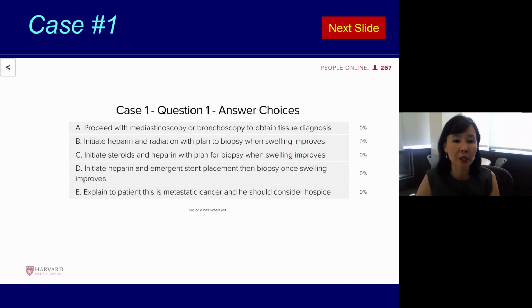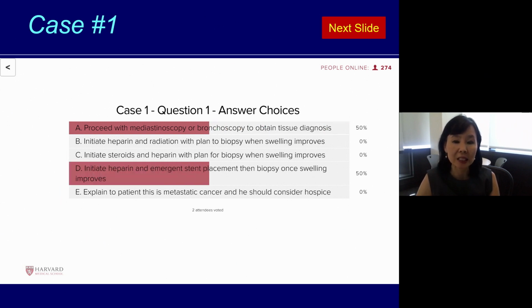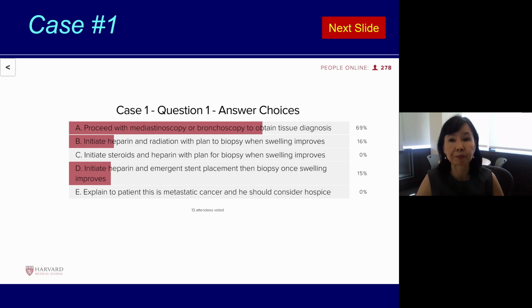So the first question is, right now, would you A, proceed with mediastinoscopy or bronchoscopy to obtain tissue diagnosis? Would you B, initiate heparin and radiation with plan to biopsy when swelling improves? Choice C, initiate steroids and heparin with plan for biopsy when swelling improves? D, initiate heparin and emergent stent placement and then biopsy once swelling improves? Or E, explain to the patient that this is metastatic cancer and he should consider hospice. I'll give everyone a chance to answer now.